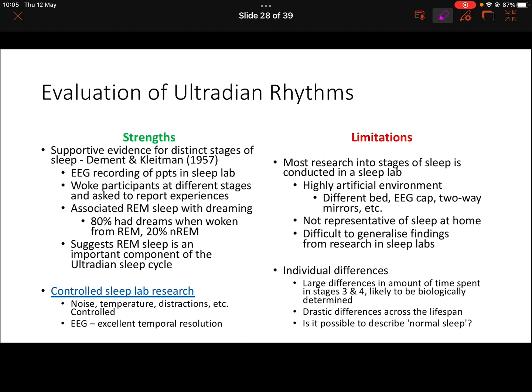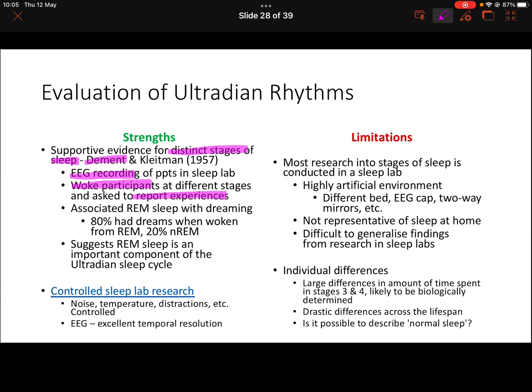But there is supportive evidence for the distinct stages of sleep in the sleep cycle. Dement is really the key researcher here. He is the pioneer of sleep research, and he started the first sleep lab. They conducted EEG recordings of participants as they were just having a night's sleep in the sleep lab. Based on their EEG recording, they then woke participants when they were displaying different types of brain waves, and they asked them to report their experiences.